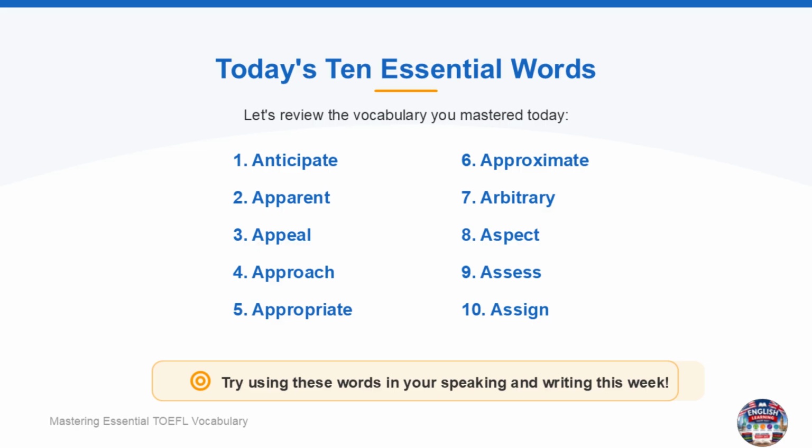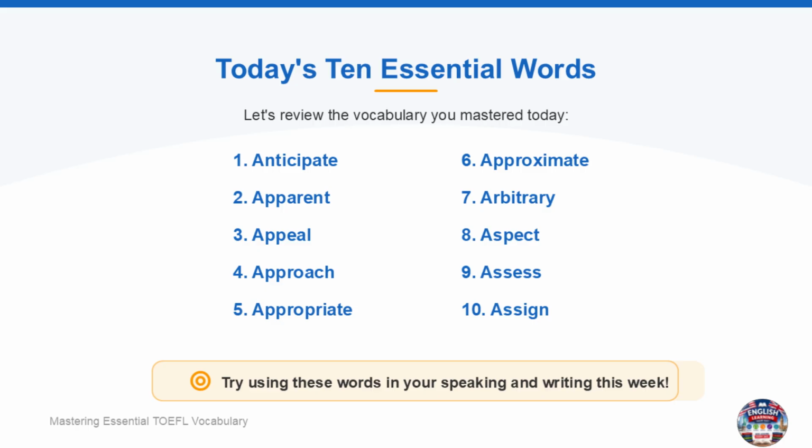Arbitrary. Based on personal choice instead of reason or evidence. Aspect. One part or feature of something. Assess. To evaluate or judge something. And finally, assign. To give someone a task or responsibility.